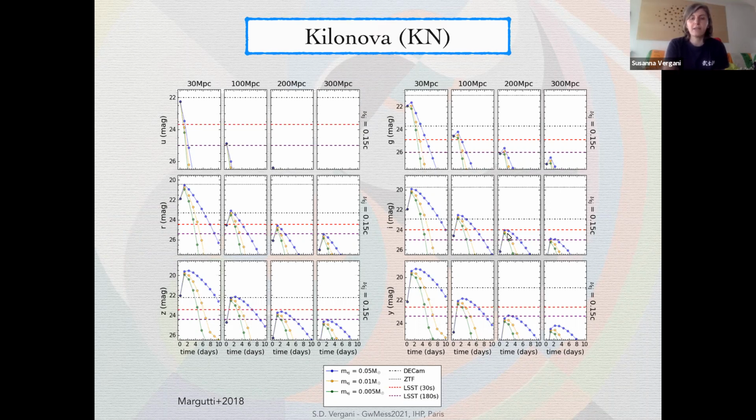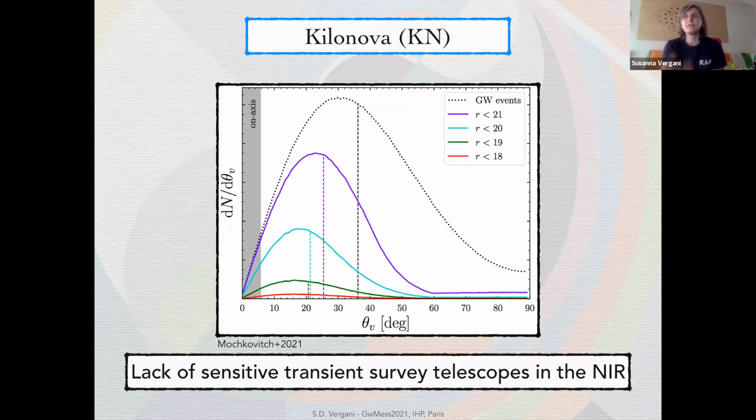And this is due to the fact that we lack a sensitive transient survey telescope in the near infrared that would be needed to detect the kilonova, the red component of the kilonova. Here is also another example of a prediction for the future, a simulation that shows the number of detections as a function of the viewing angle. We expect to detect mainly kilonovae from events that have a small viewing angle, okay?